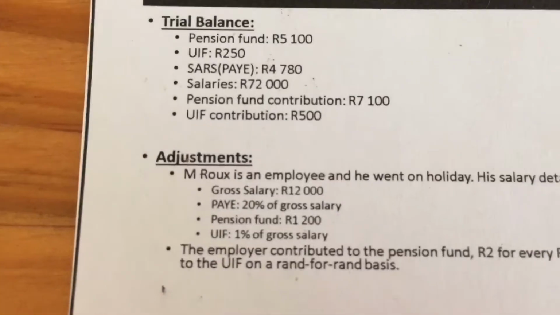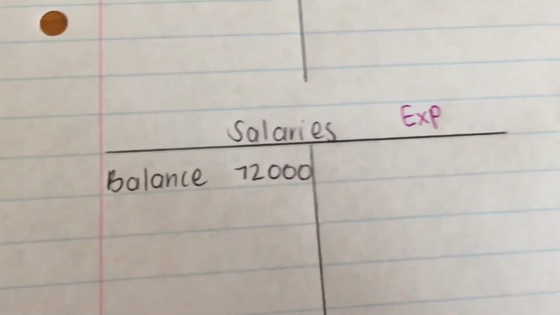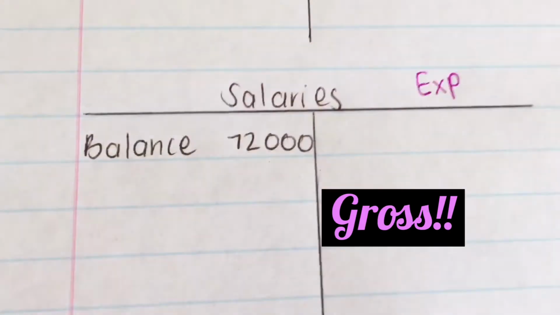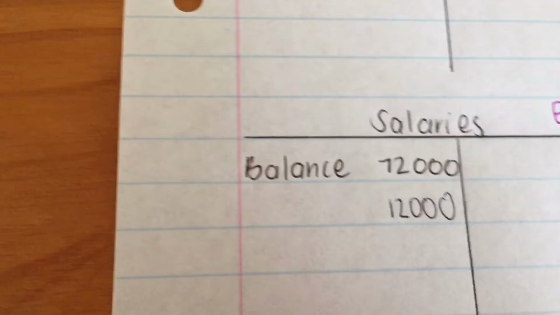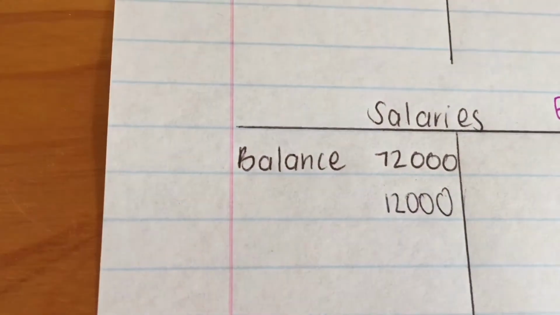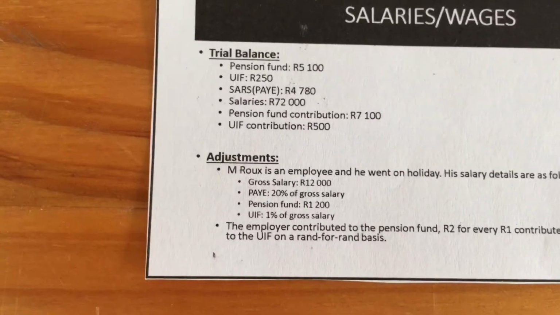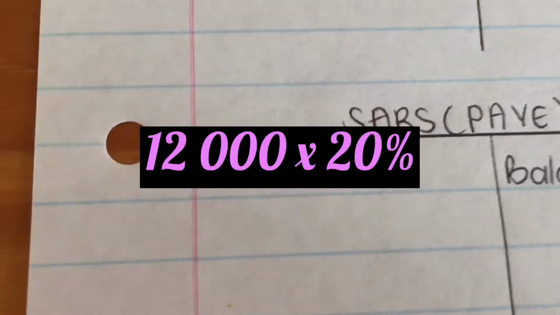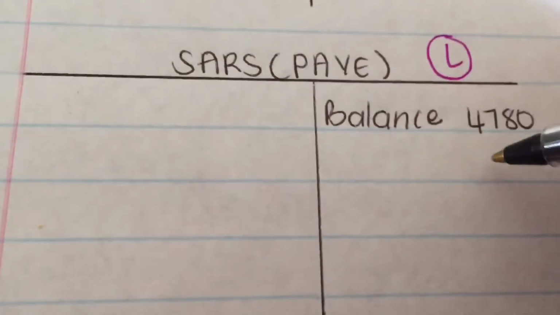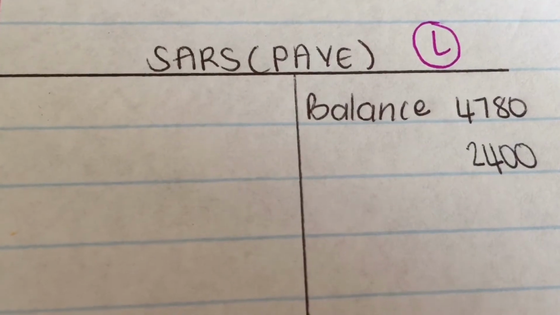So firstly, it says there his gross salary is 12,000 rand. The gross salary will go into my salaries and wages account, 12,000 rand. Then I need to work out the income tax, and they say it is 20% of the gross salary. So I work out 20%, which is 2,400 rand, and I enter it in my SARS pay as you earn account.